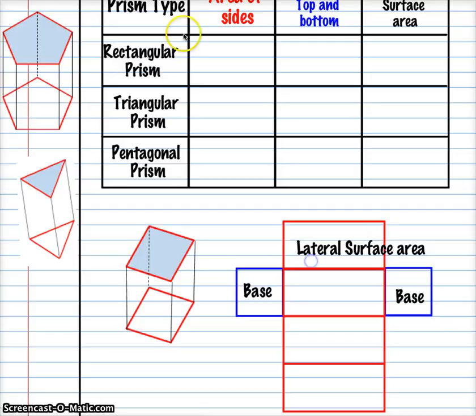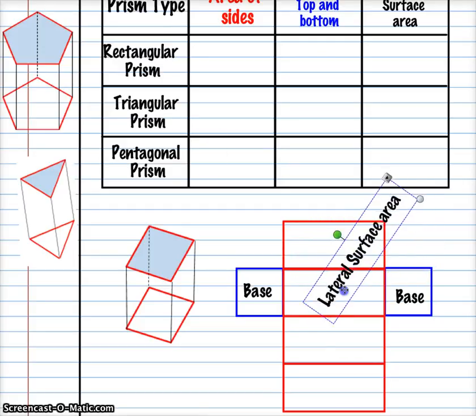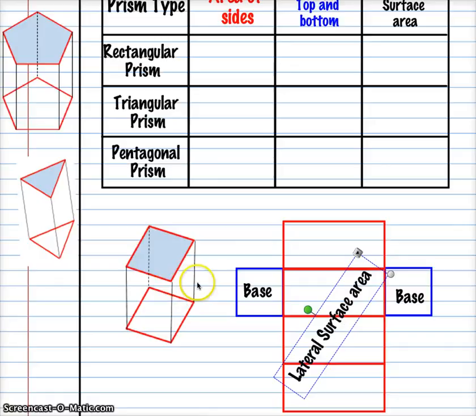Okay, so this part here is our lateral surface area. It's the part that goes across the middle. If you think about it, in this shape it's this white part that goes all the way around. It wraps around the base. Now, this lateral surface area is based on two things.